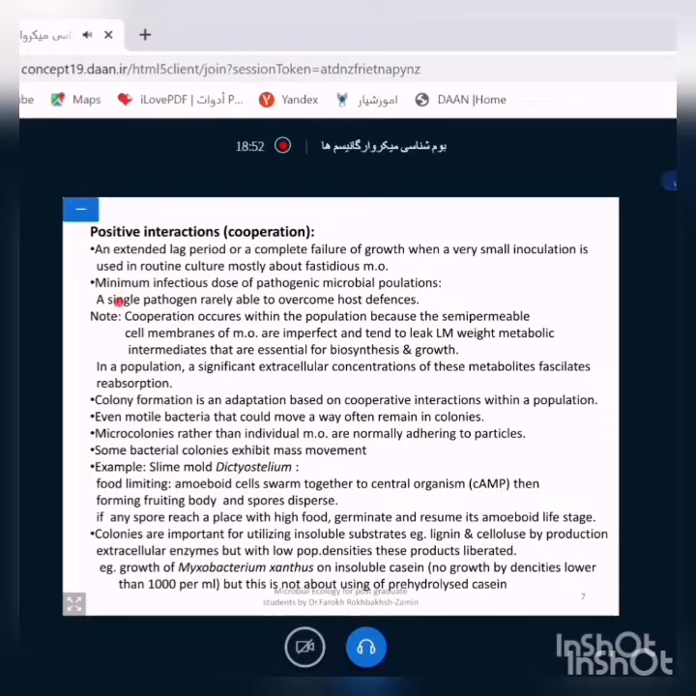Next example, minimum infectious dose. Those students who had advanced microbiology an hour ago, we explained minimum infectious dose. What is this? The minimum number of pathogenic microbes which should come to my body to infect, to continue infection, and make a disease.